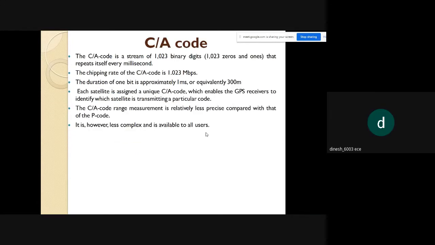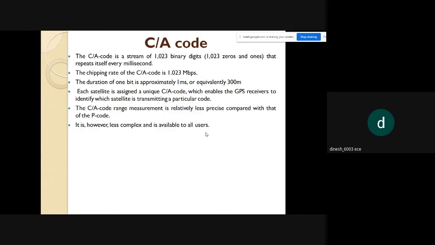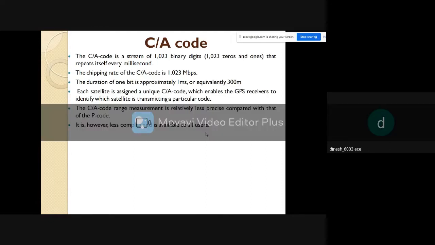To start with the C/A codes, which we call coarse acquisition code, this consists of binary digits, which is operating with a chip rate of 1.023 megabits per second. This code stream will have approximately 1023 binary digits. These binary digits are represented in zeros and ones, and that will repeat every 1 millisecond. So totally we have 1023 zeros and ones together.